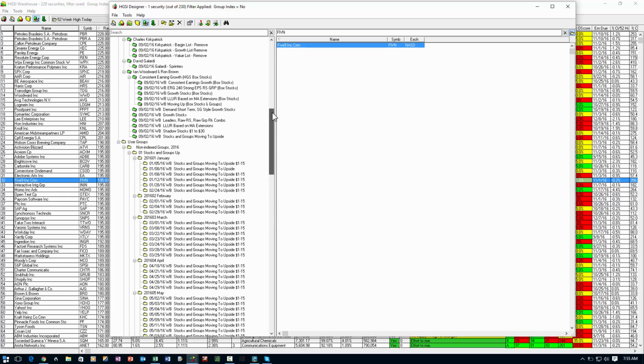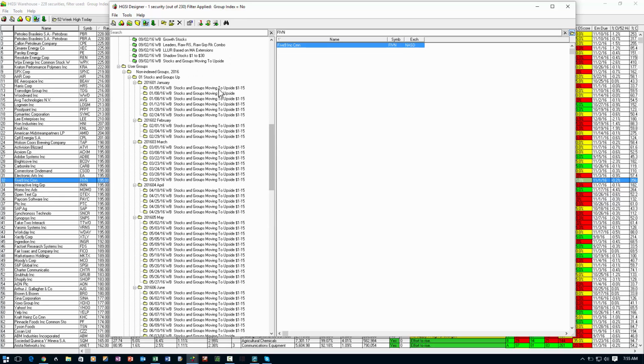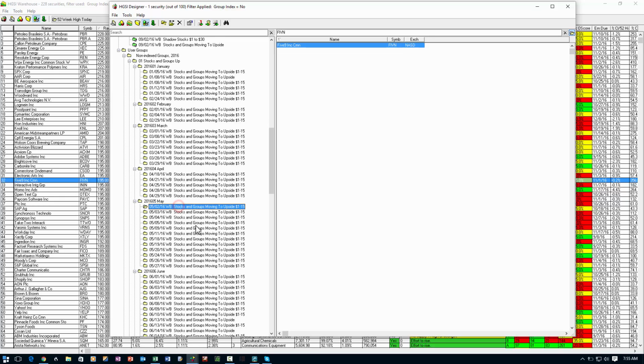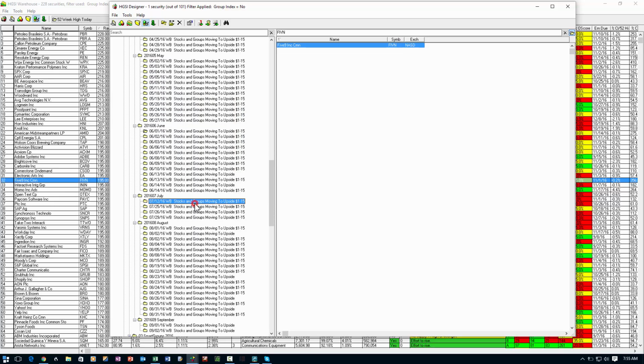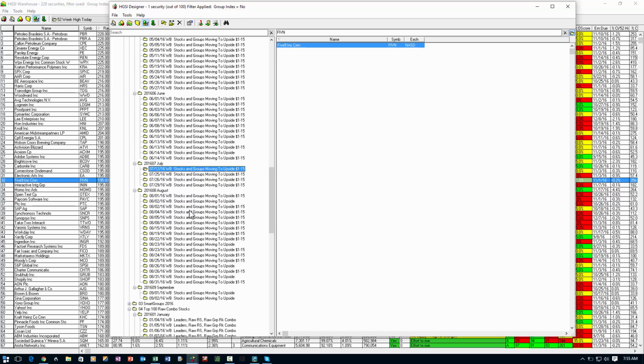Look at the number of times this stock appeared in stocks and groups moving to the upside, and the dates. Now, back here in May, it appeared multiple times. June, it appeared multiple times. July, it appeared a few times, and then August, it appeared multiple times. Since I got involved, I believe, on this date, the 12th.